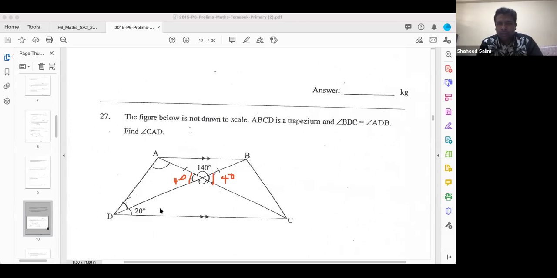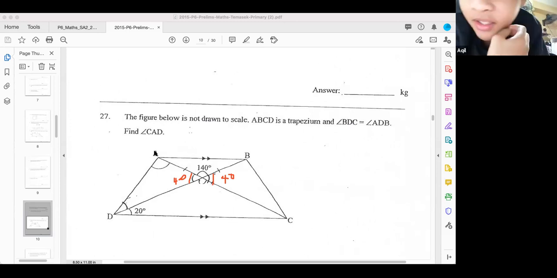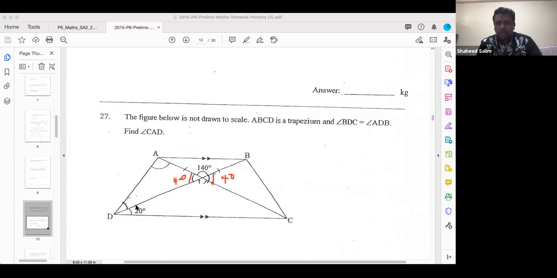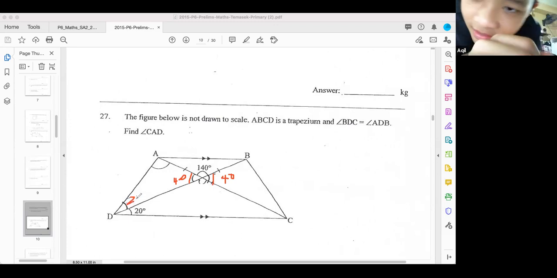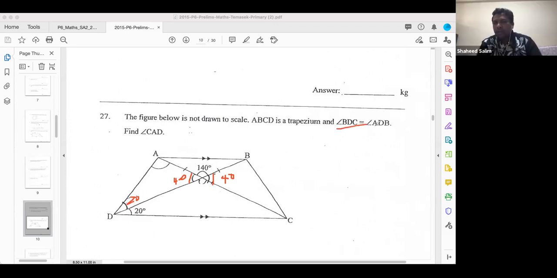BDC is 20, then B is 20. ADB, so this one is also 20. Now you can solve already. If you label, you can solve. If you don't label, you don't know D is 20. They say you must label. You see, they tell you this thing down here. You must label. Once you read this one, you can.